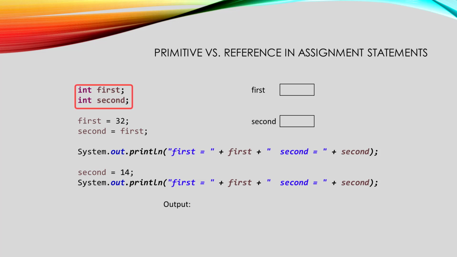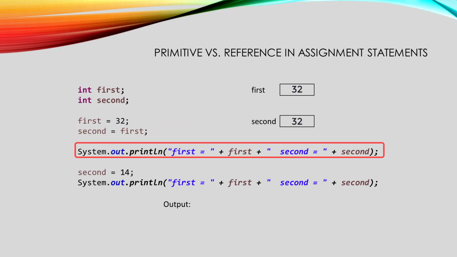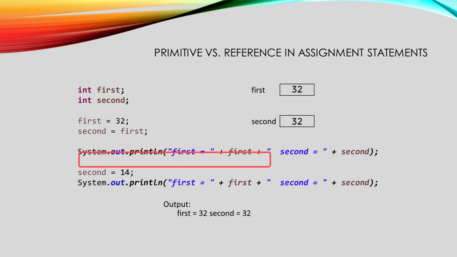This code has two int variables named first and second. It gives the first the value 32, and then uses an assignment to put whatever is in first into second. If we print them out at that point, they have the same value. If you look at the memory diagram, there's no relationship between them. The machine has forgotten that the value in second came from first.